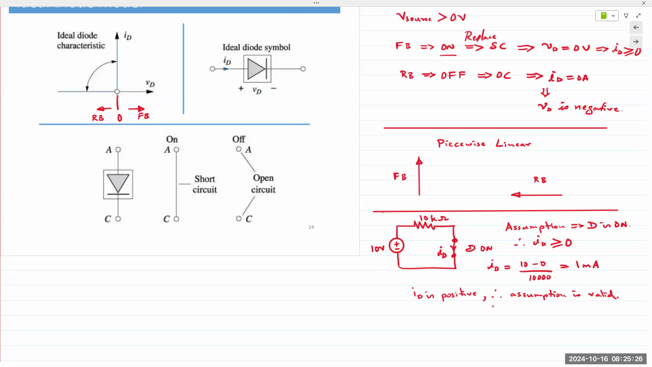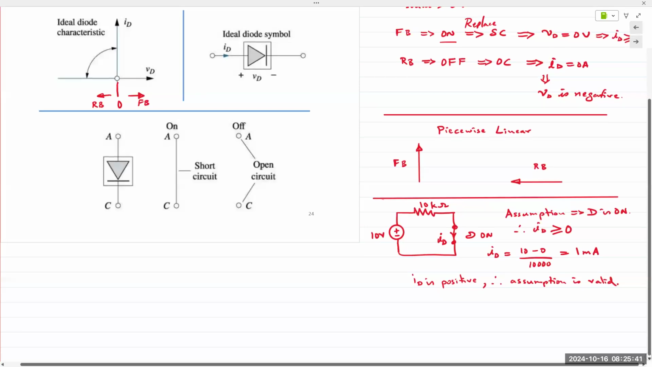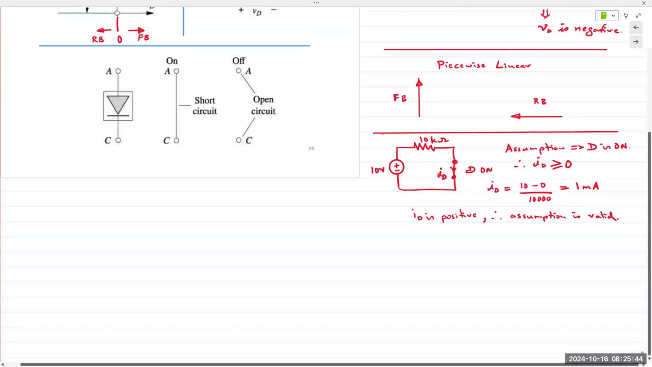All right, any questions? Okay, then let's look at what if it's reverse bias? What if the diode was connected in the opposite direction? Meaning the circuit itself is now changed.